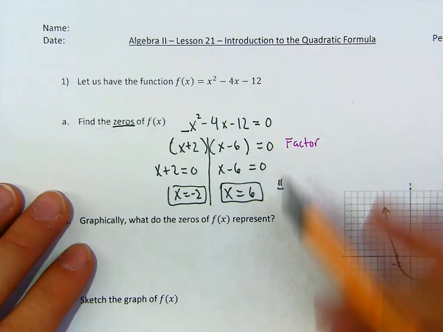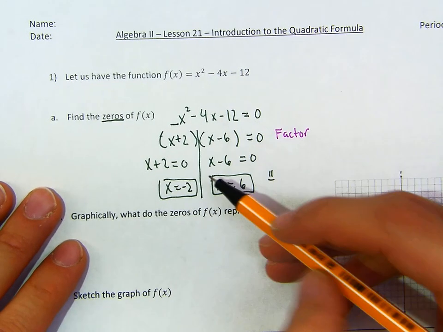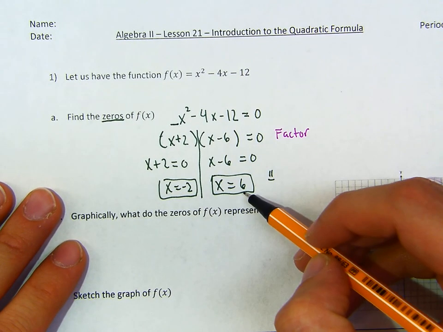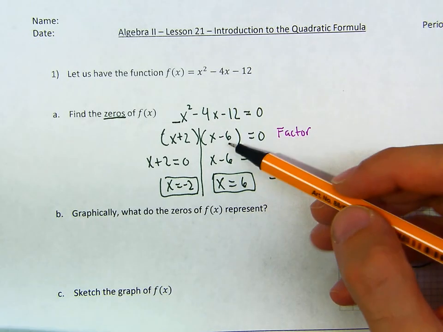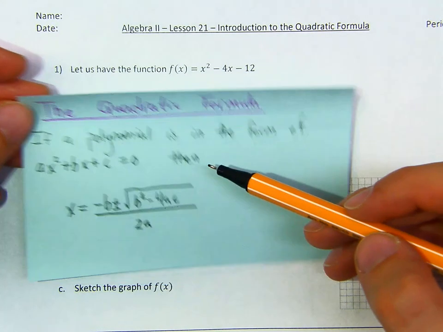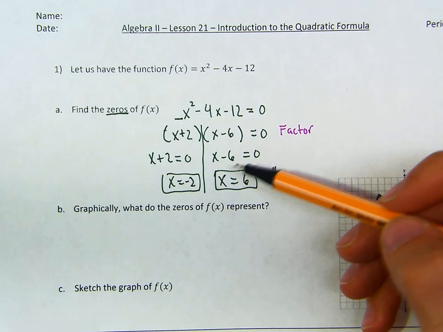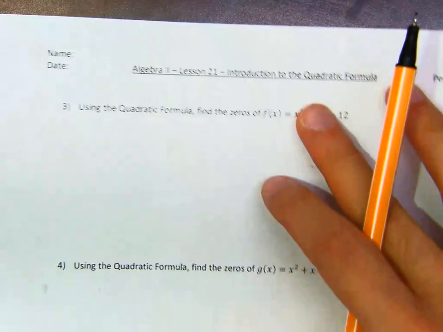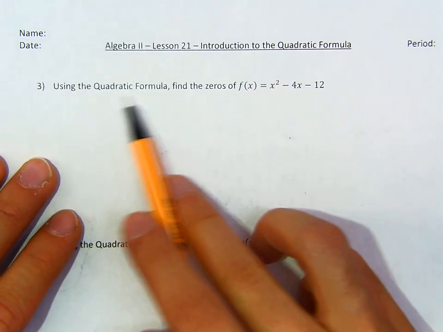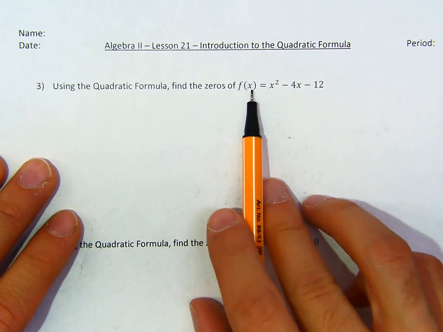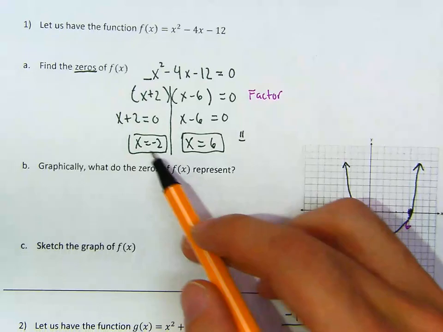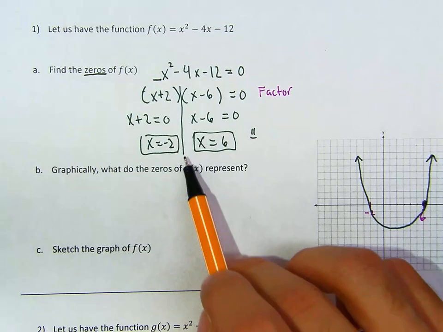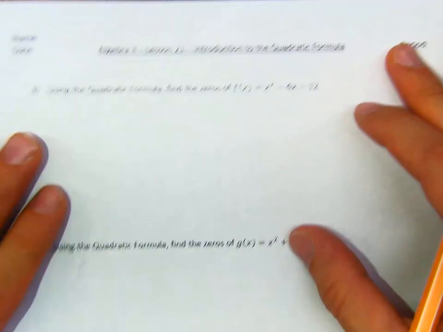Let's take a look at the first example. Notice that, you remember when we did this example over here, we got -2 and 6. So what we're going to do is solve this again, but instead of factoring, let's use the quadratic formula to solve for -2 and 6. So if we turn the back page, it says, using the quadratic formula, find the zeros of f of x. We already found the zeros. They're right here. But the idea is, let's find the zeros using the quadratic formula.